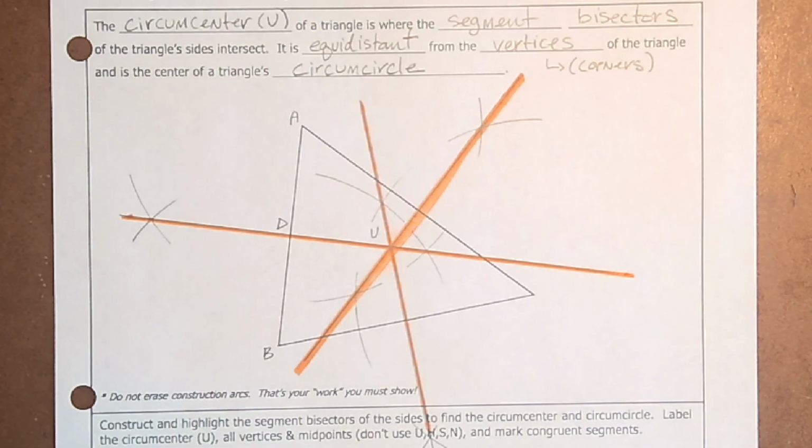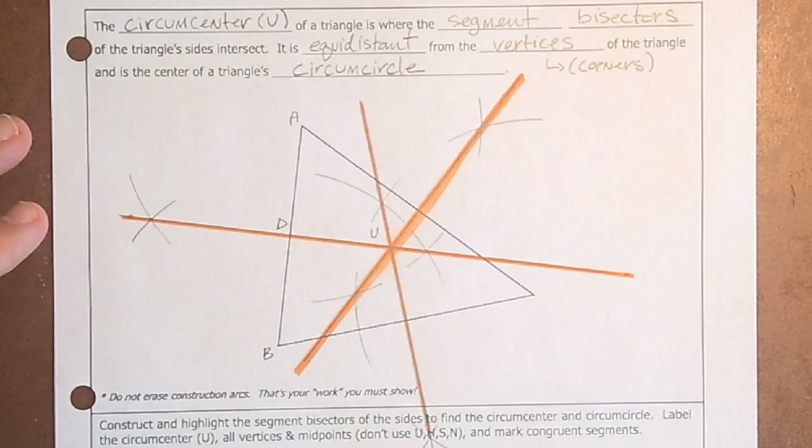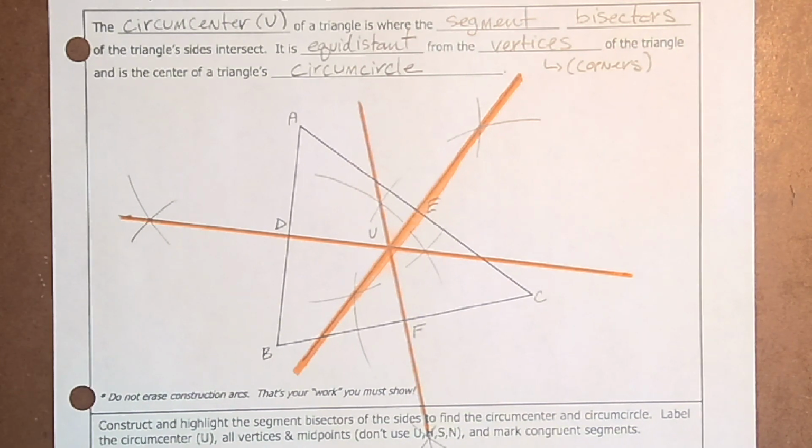If you need a little hint, it would look something like that. Vertices and midpoints of your triangle. Guys, that was so simple. Here's an example of what you should have come up with. Now, you can use different letters than me. That's fine, as long as you didn't use U, H, S, or N.